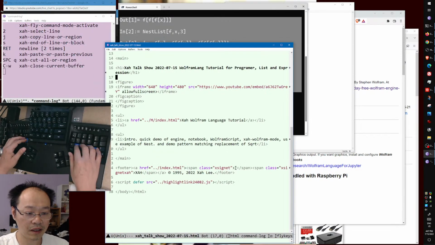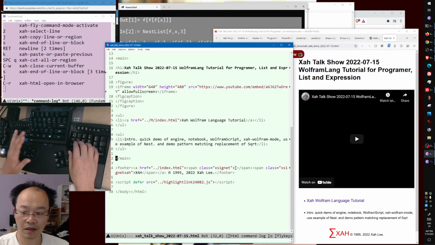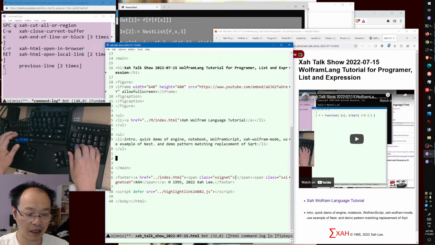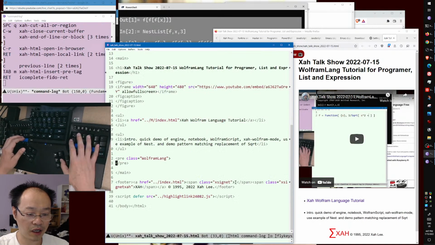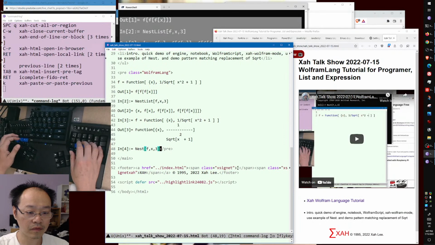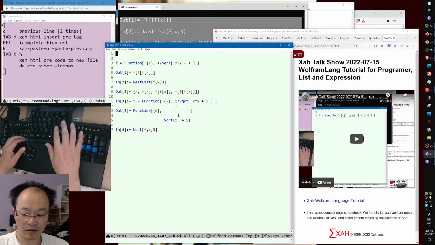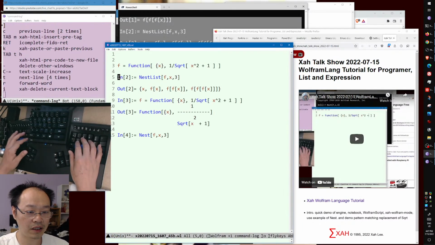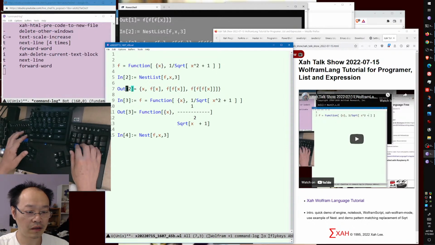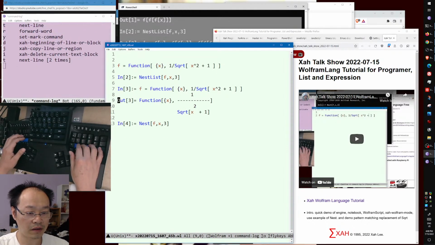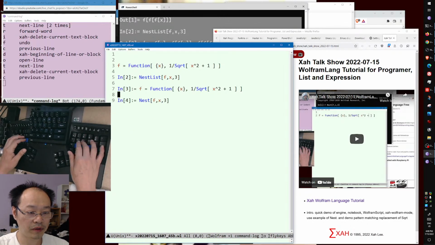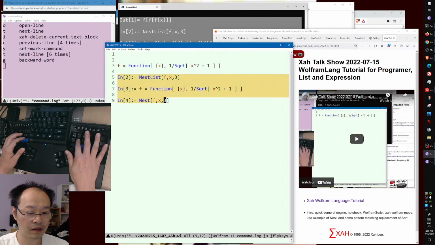Okay, so delete that. This is today's talk show. I'm in Emacs, and let's create a WolframLang code. And so here is our code. We delete the output, and delete all this input.